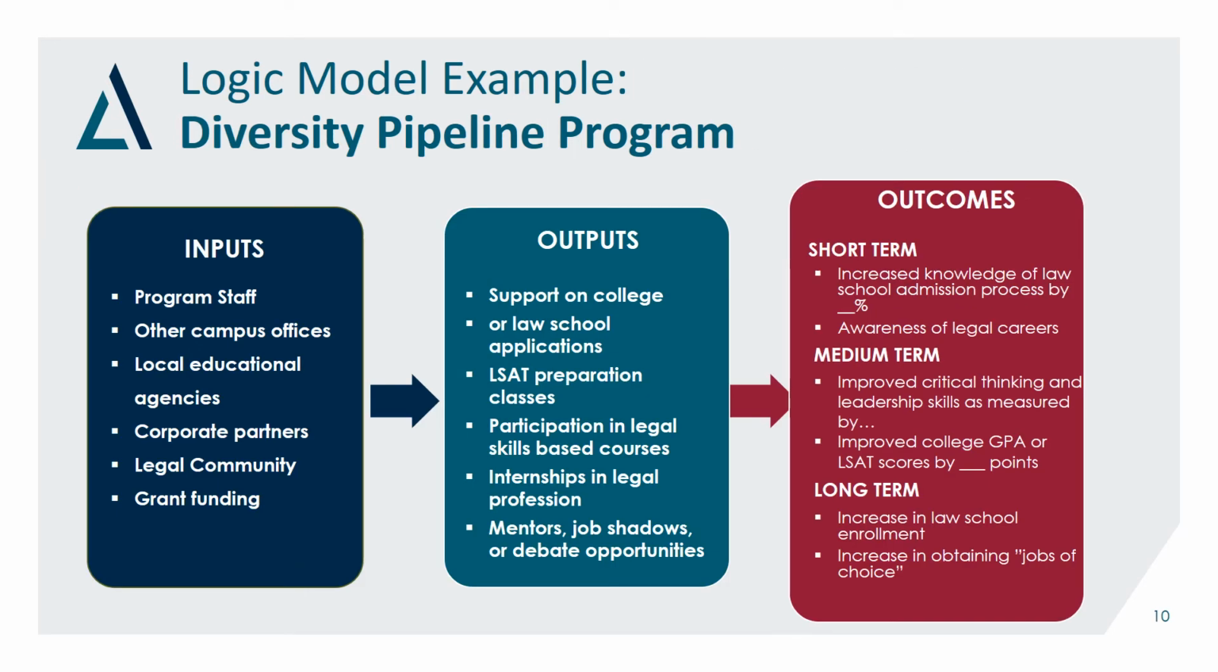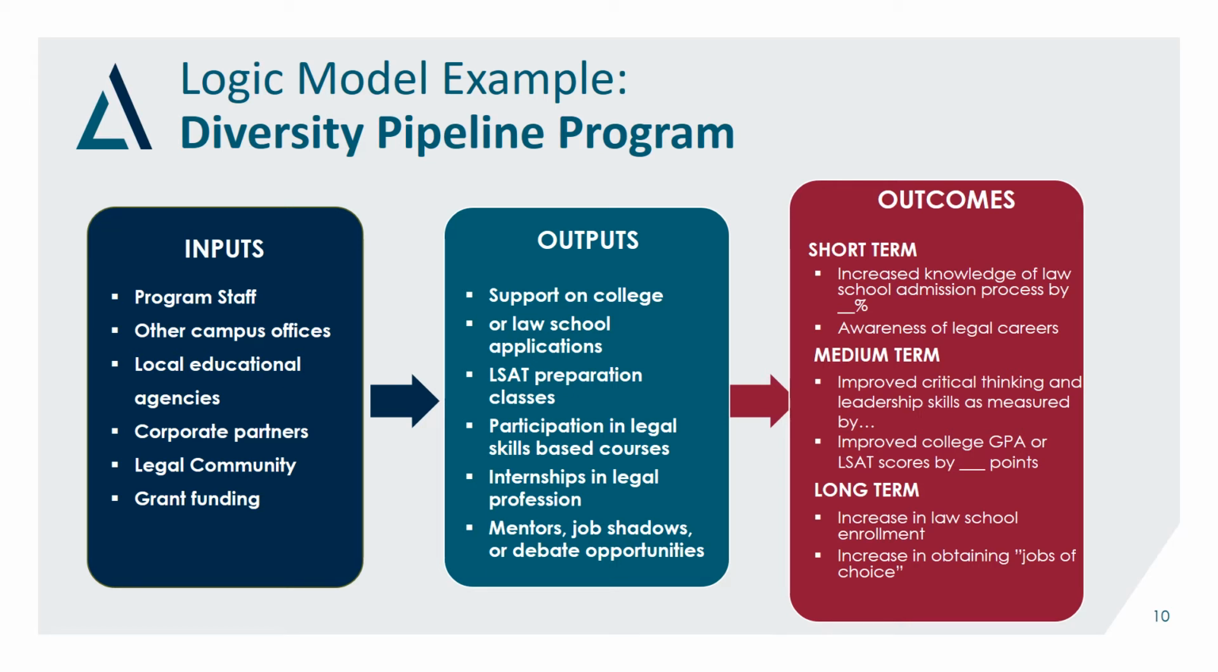How might a logic model look for a diversity pipeline program that's designed to increase the number of underrepresented students in law school? This logic model here is a generic example of the types of inputs, outputs, and outcomes that might be identified for such a program. This example is informative and does not represent a specific program funded by AccessLex.